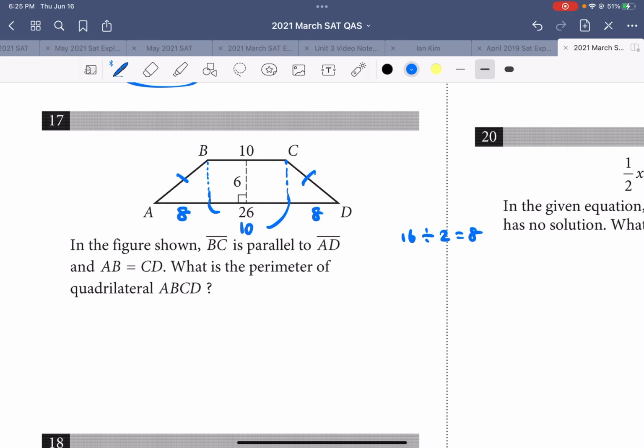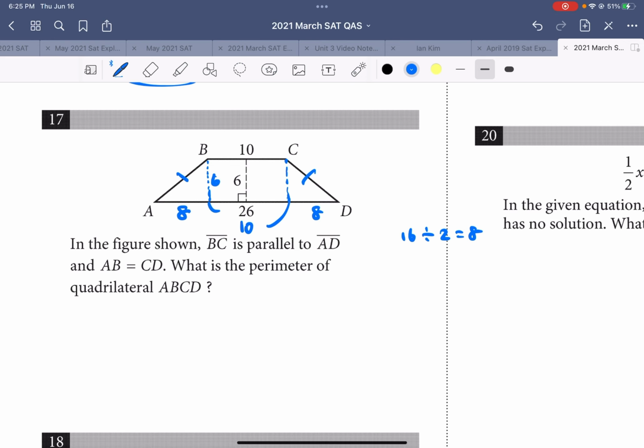And this one is 6. So 3, 4, 5, so 6, 8, 10 here, right? So the other side is also 10. So what is the perimeter? The perimeter is 10, 10, 10, so 10 times 3 plus the base here, 26. So 30 plus 26, 56 will be the perimeter.